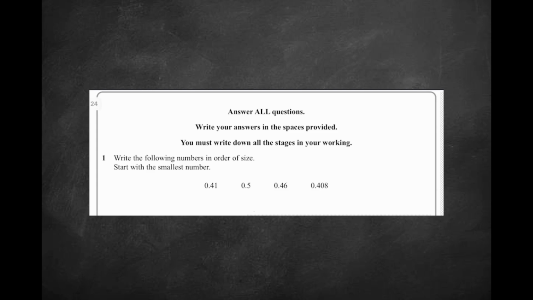Write the following numbers in order of size, start with the smallest number, so you'll be able to see this time we're in decimals, and all you have to do is make sure you're paying attention to the number of decimal places and converting if necessary, just to make it a bit easier for yourself. So since we have 3 decimal places here, I'm just going to change all of these to 3 decimal places. So it's really obvious what order the numbers need to go in. And like we said, starting with the smallest, 0.408 would be the smallest, then 0.41, 0.46, and 0.5.